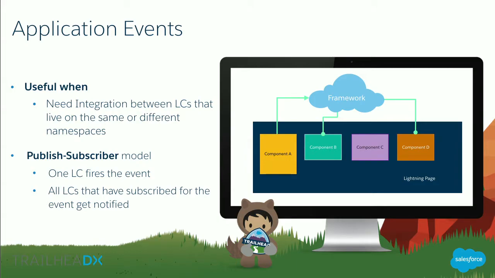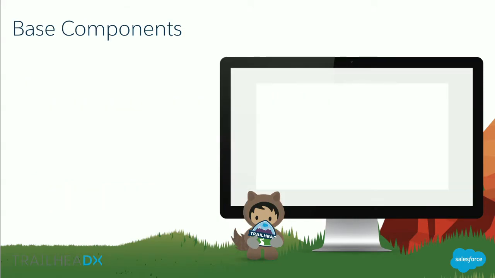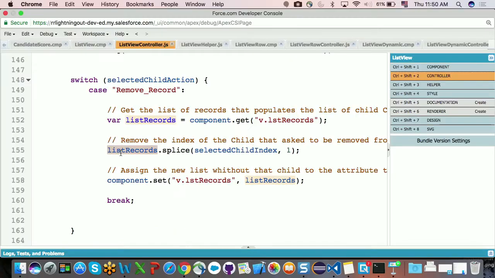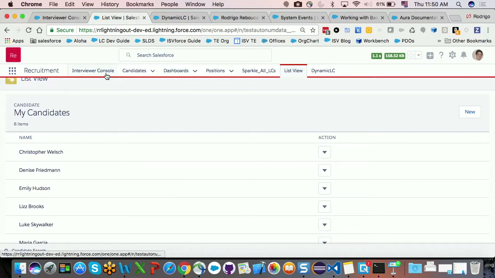able to handle it. So if you look at the monitor here, component A in yellow on the left is firing that application event, and only components B and D are handling that same event, and that's because they're registering for the same event, but not component C. Component C doesn't know anything about this, but it lives on the same page. So this is an example. Let me show you an example in our code here.